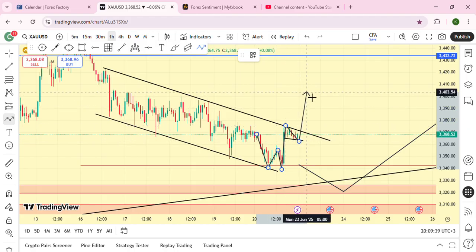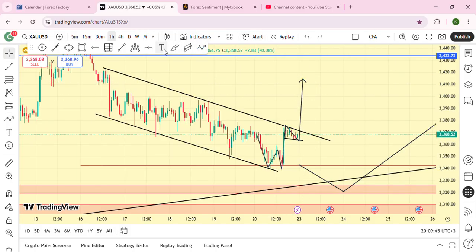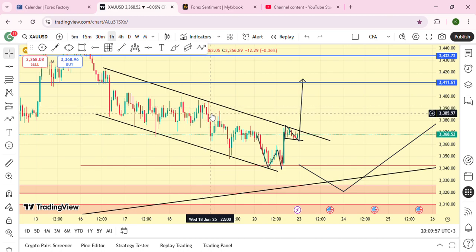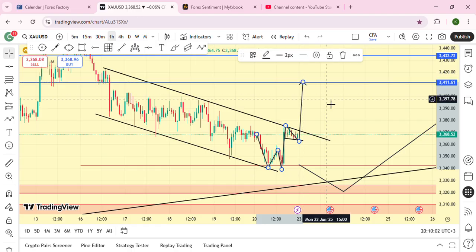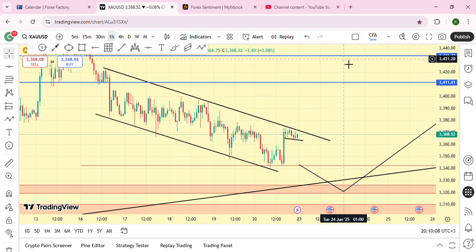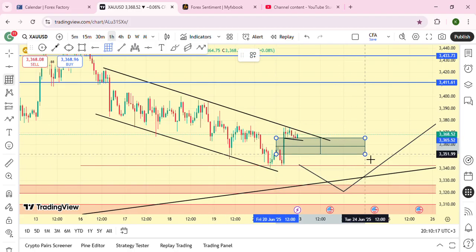an impulsive move towards the upper side that will possibly take the market to this imbalance, that imbalance, to clear all these liquidities. I expect the market to come to that point. And also, don't forget we have an imbalance here, which can possibly give us a good entry.